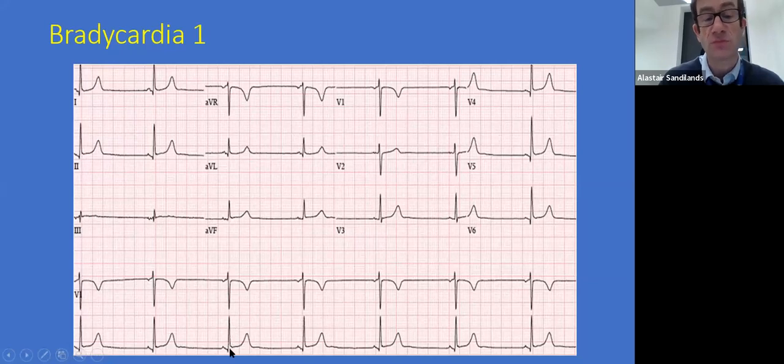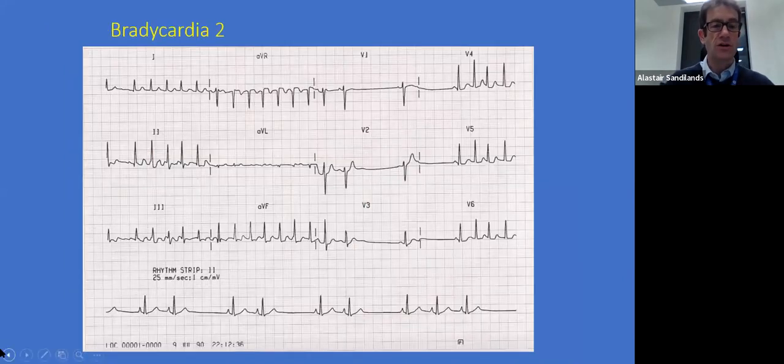That means our AV node might be okay, or the escape rhythm's coming from below the AV node. Are there any P waves? Yes, there are P waves before every QRS, so the PR interval is okay, the AV node is okay, but the issue here is that the sinus node is not firing. It's very slow. It could be physiological, it could be medication, it could be recorded at night. So this is a sinus bradycardia.